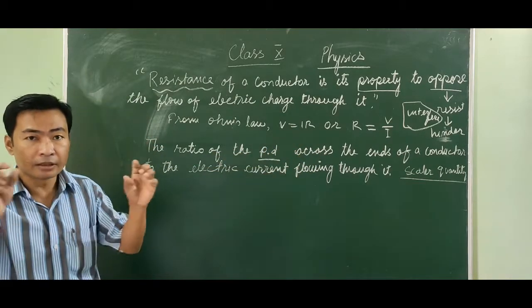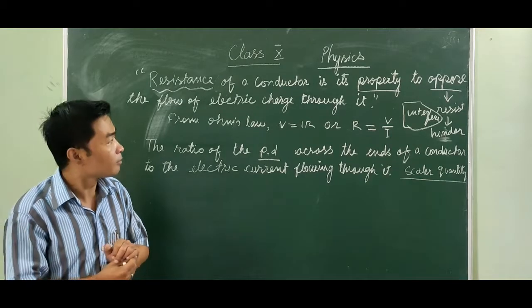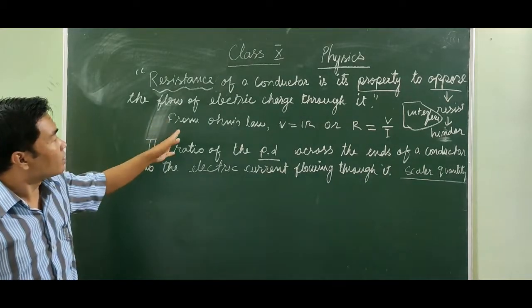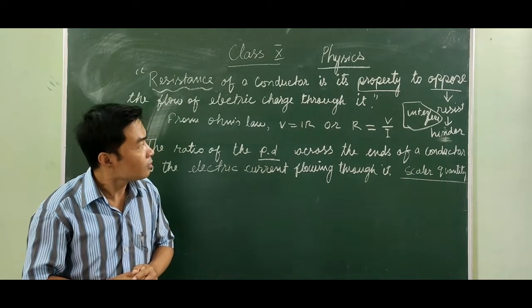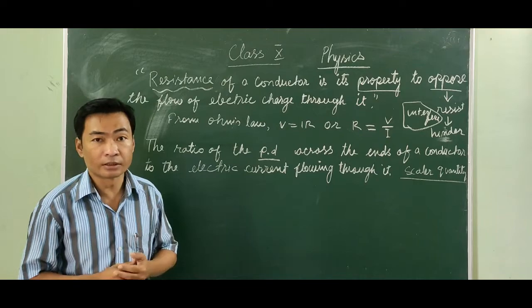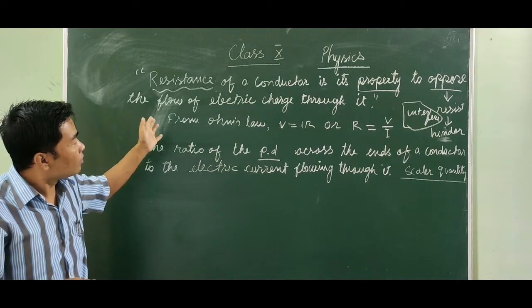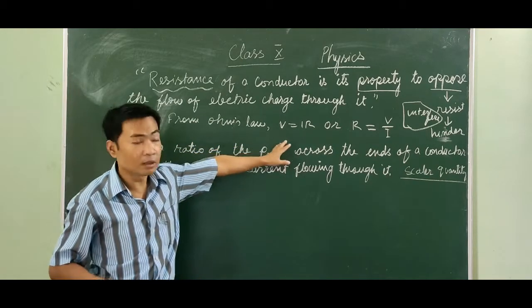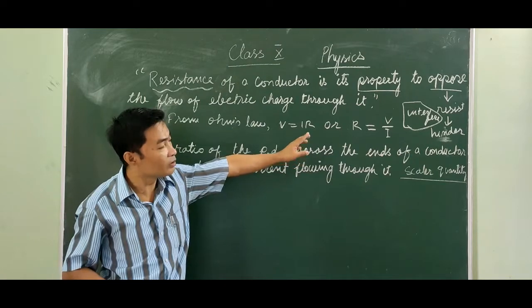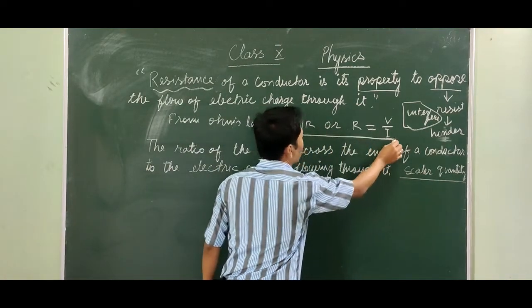So it means in a wire, in a conductor, the current cannot flow easily. It is disturbed by something, okay? The flow of the electric charge through it. So it resists the flow of the electric charge. Now, from Ohm's law, we know that V equals IR or R equals V by I. Okay, this relation we have taken from Ohm's law.